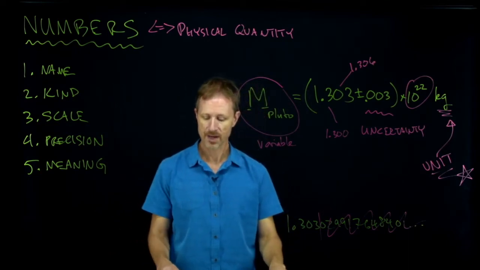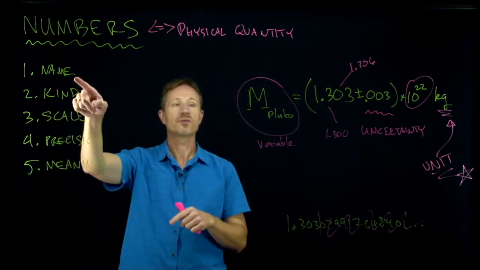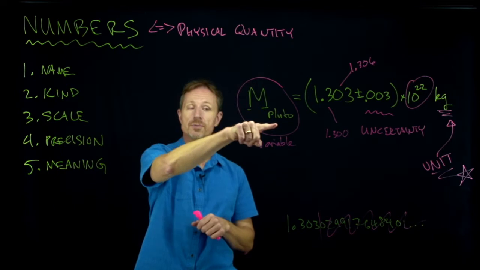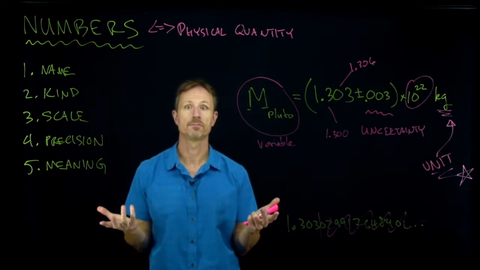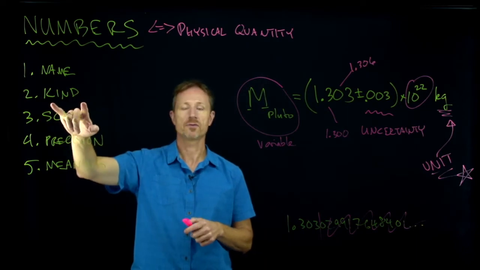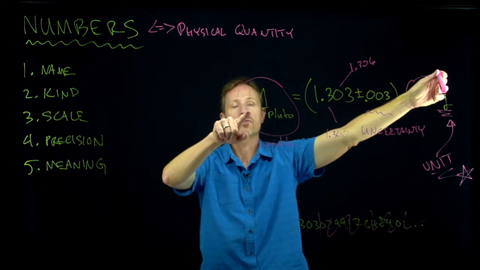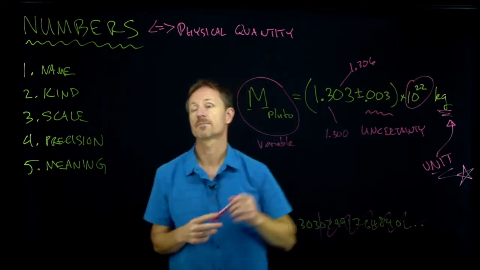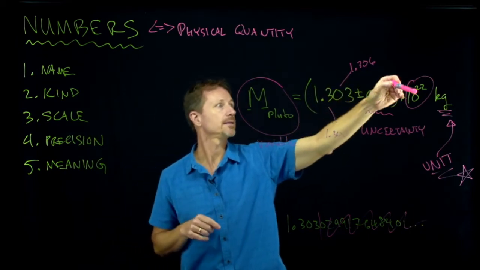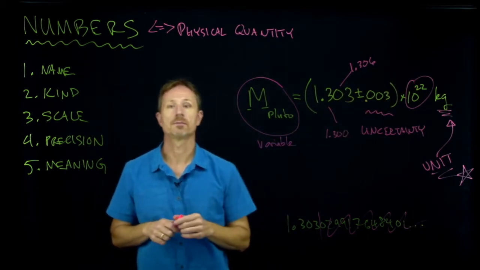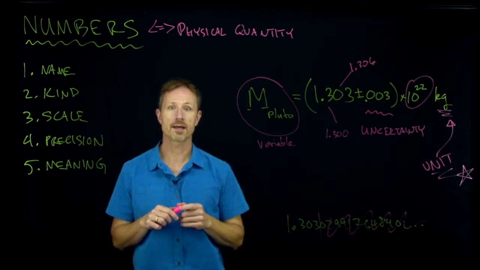Okay. So back to our list of questions about the quantity here. What's it called? M sub Pluto, which is probably short for the mass of Pluto. What kind of quantity is it? The M suggests I'm talking about a mass, and the use of kilograms for the unit confirms that this is some kind of a mass. What's its scale? How big or small is it? Round about 10 to the 22nd kilograms. That is big. That's about 1 billion times my mass.